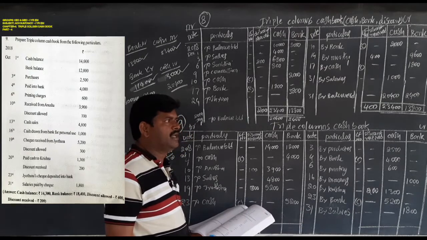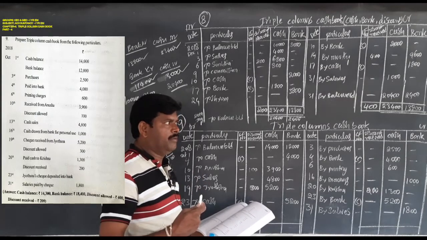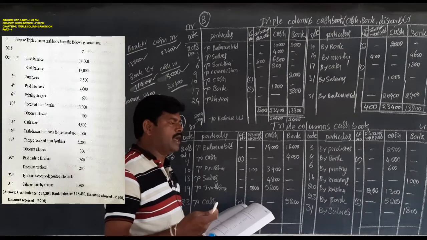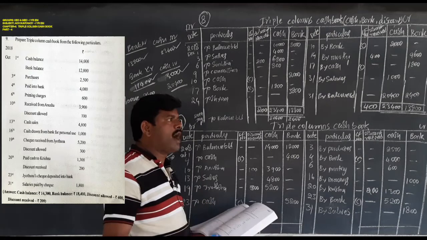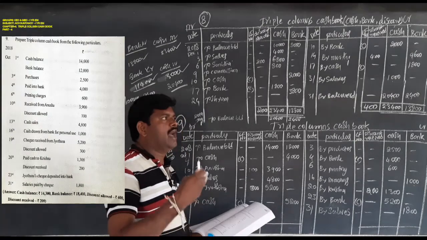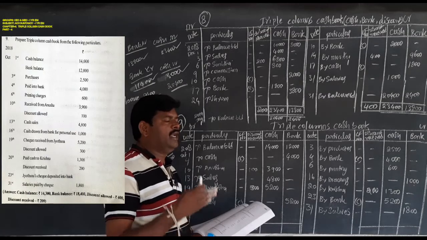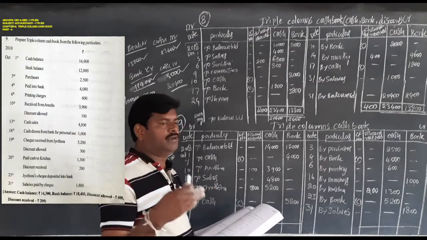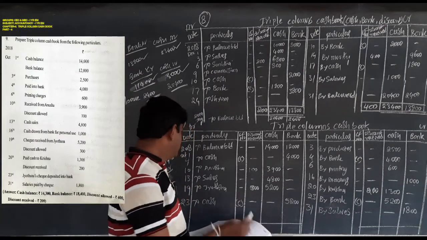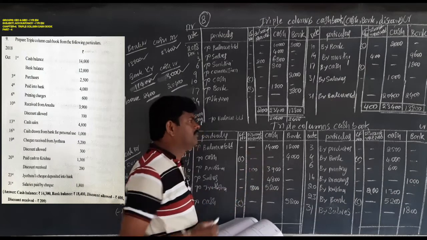Why? Because if we record it in the bank column now, and also record it in the bank column at the time of deposit, it will be recorded twice. So a check receipt is also treated as a cash receipt. The check received one day and deposited the next day, remember this must. Okay, the check is received on the 19th, so it must be recorded in the cash column.